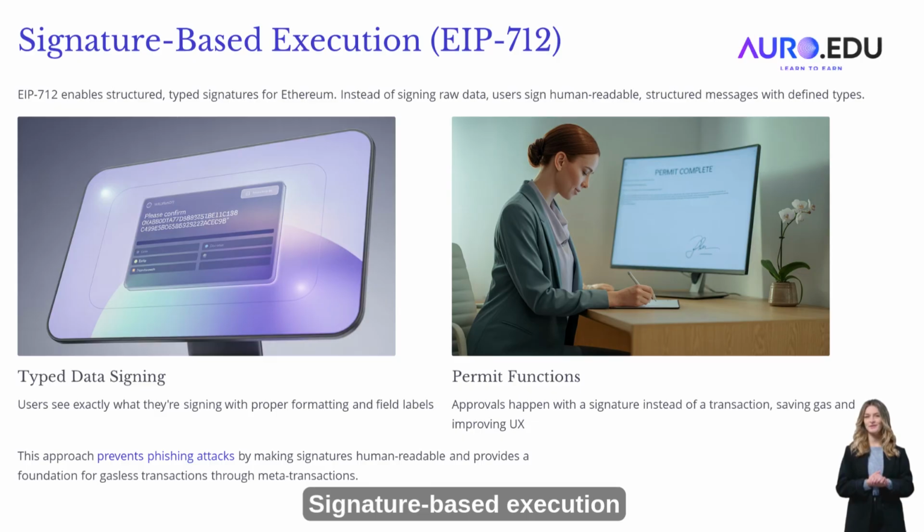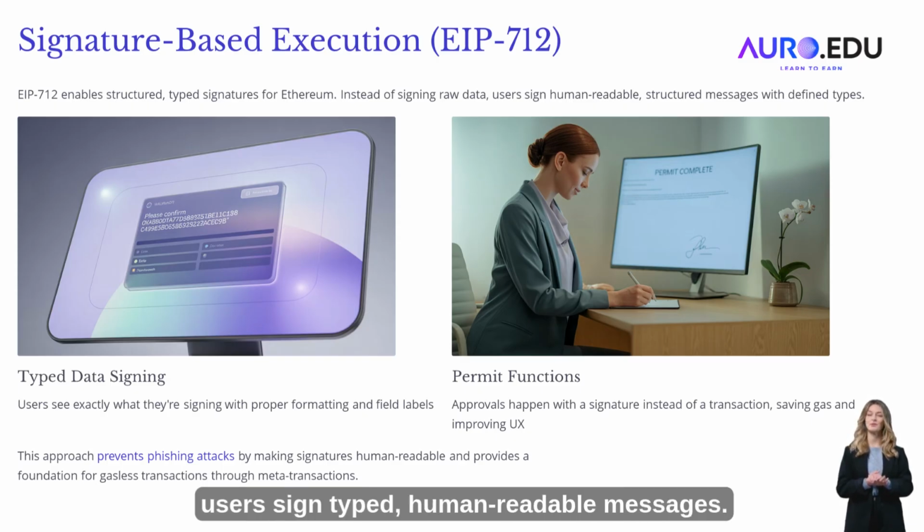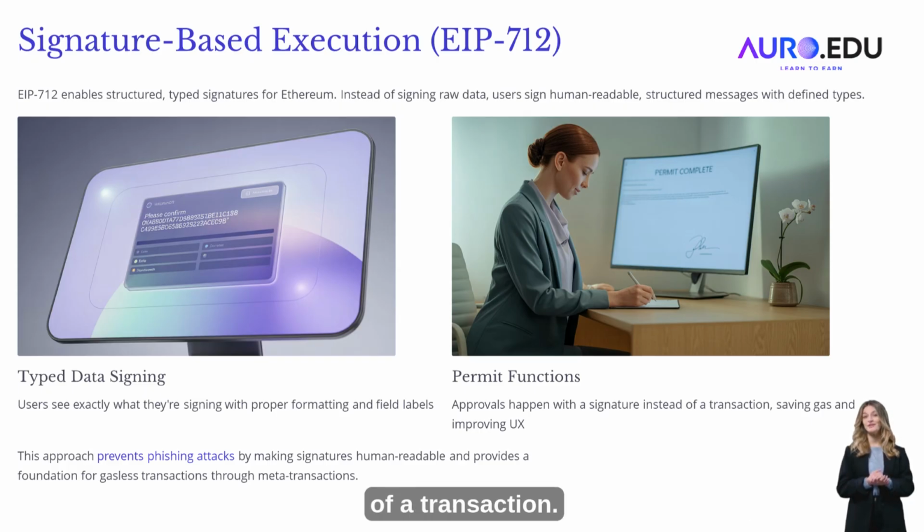Signature-based execution, EIP 712. EIP 712 enables structured signatures for Ethereum. Instead of signing raw data, users sign typed, human-readable messages. This prevents phishing and improves clarity. A major use case is permit functions, where approvals happen with a signature instead of a transaction. This makes DeFi smoother and cheaper.